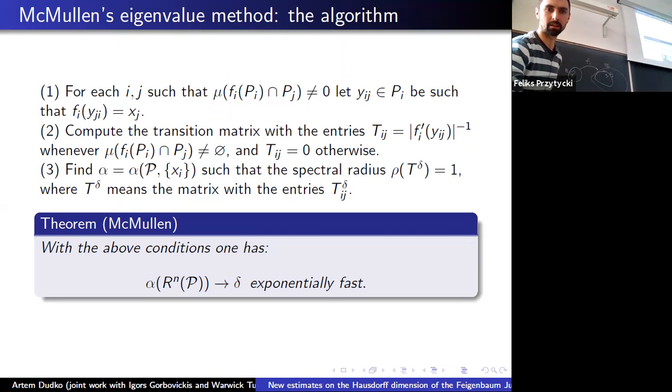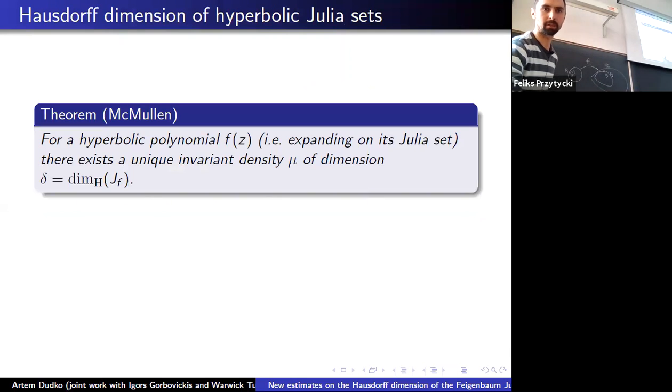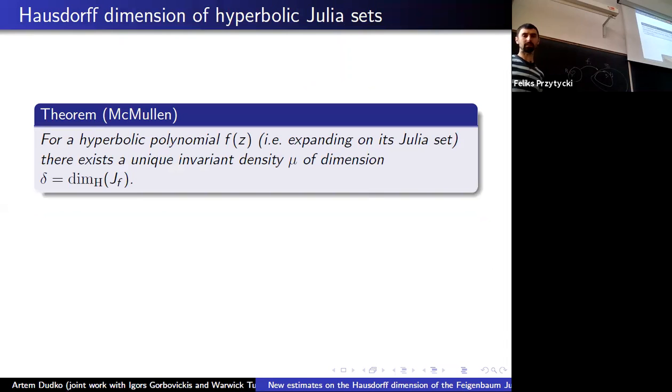Okay, so this is Macmillan's method. He showed that for a hyperbolic polynomial, that is, a polynomial which is expanding on its Julia set, or equivalently a polynomial whose critical points all converge to attracting periodic points, there exists a unique invariant density of dimension equal exactly to the Hausdorff dimension of the Julia set. And thus, the previous algorithm allows us to compute the Hausdorff dimension in this case.